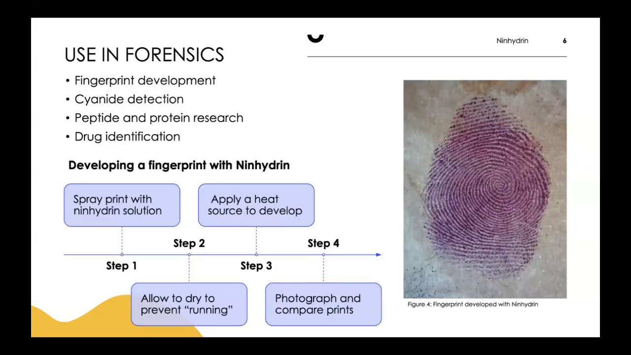Once it has air dried, the paper is then heated to accelerate the reaction between ninhydrin and amino acids present in the fingerprint residues. The result is a bright purple print that can be photographed and further analyzed to identify an individual.